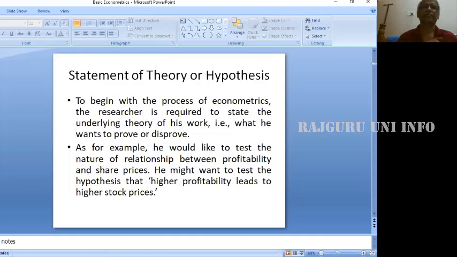Right? So I want to prove that the profitable company becomes a target company in mergers. In mergers, companies are being acquired. A acquires B. Now, which type of company is being acquired? A always looks for a profitable company. So A acquires B because B is profitable. It is one way of explaining. So I may again hypothesize many things here. So the researcher is required to state the underlying theory of his work, that is what he wants to prove or disprove.